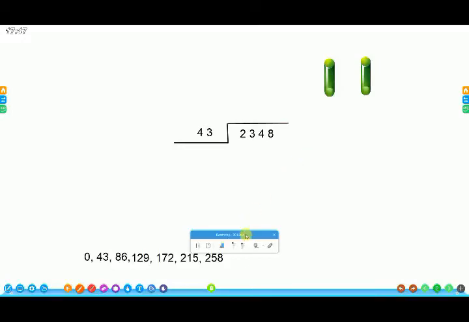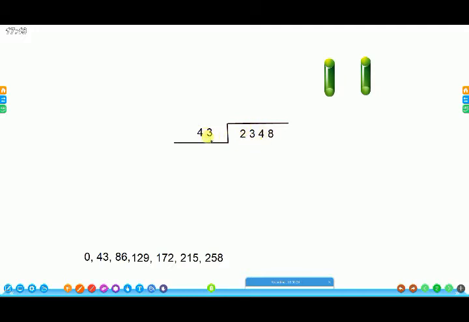Now let's solve one more example. In this example, we have a dividend that is formed of 4 digits: 2348 divided by 43. As we did before, we start trying the digits from left to right to know how many digits of the dividend we should start first.